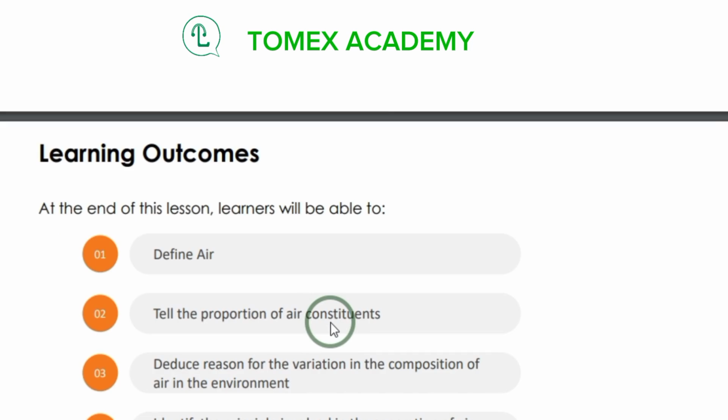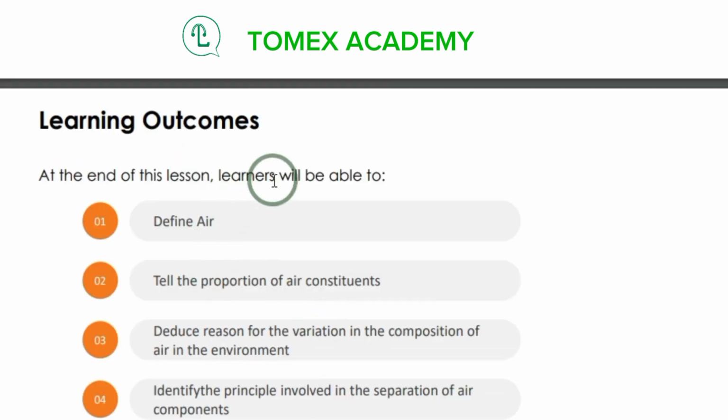At the end of this lesson, learners will be able to define air, tell the proportion of air constituents, deduce reason for the variation in the composition of air in the environment, and identify the principle involved in the separation of air components.